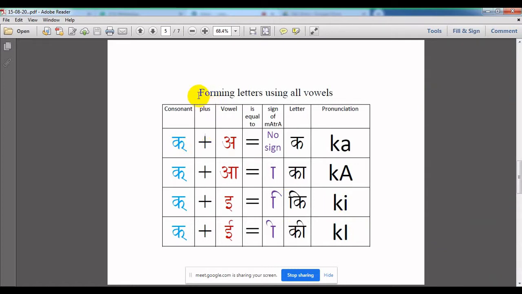And now you can see here what is written, read: forming letters using all vowels. This is called forming letters. See, this ka is a letter. Ka is a letter. Ki is a letter. Where ka consonant sound and a vowel sound are both joined. Ka halant. This is half ka. Can you see the sign here? One cross line is here. That is called half.